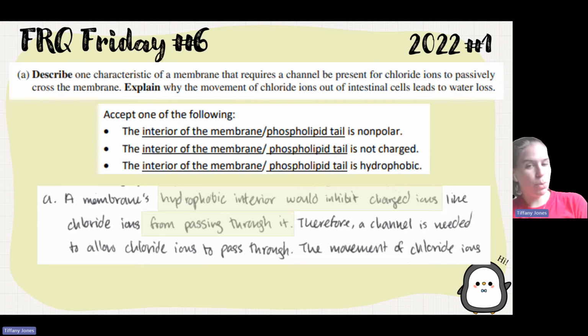So let's talk about what a student said. A student said that a membrane's hypertonic interior would inhibit these charged ions from passing through it.